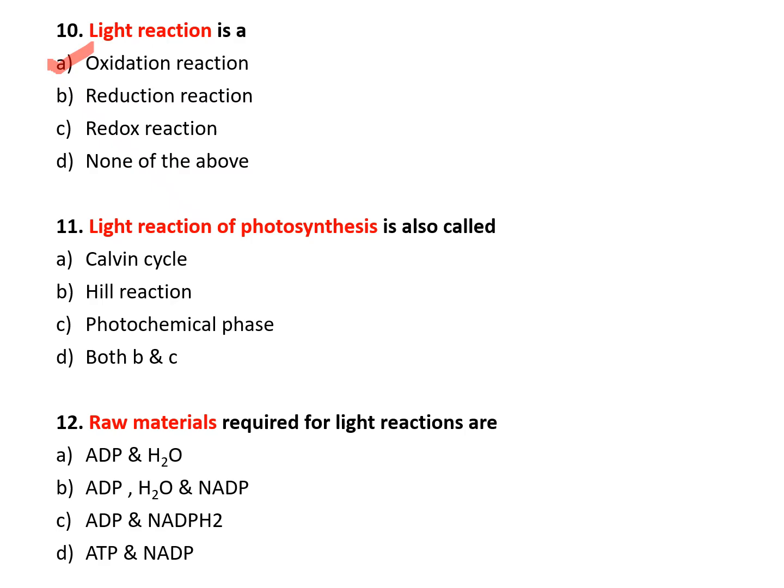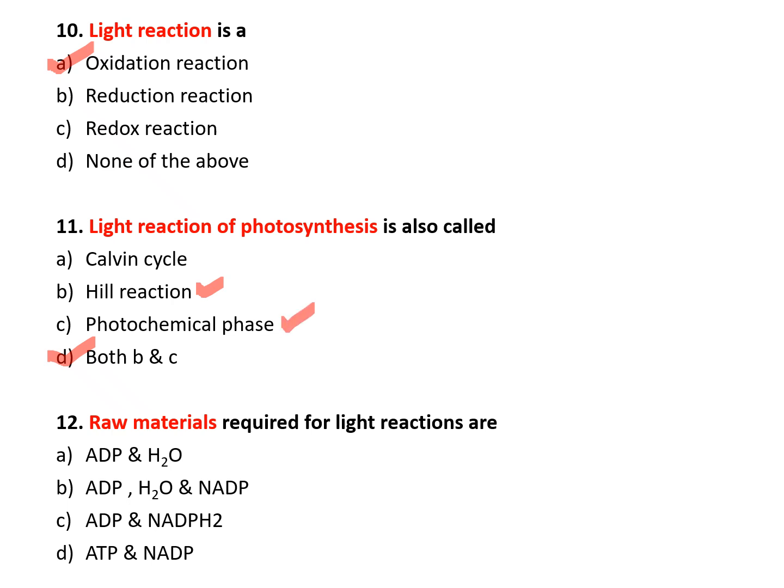The next question number 11. Light reaction of photosynthesis is also called option A Calvin cycle, option B Hill reaction, option C photochemical phase, option D both B and C. The correct answer is option D both B and C. Light reaction of photosynthesis is also called Hill reaction and photochemical phase.